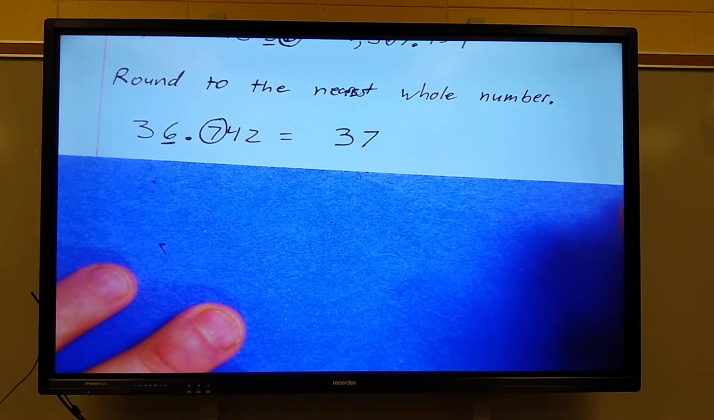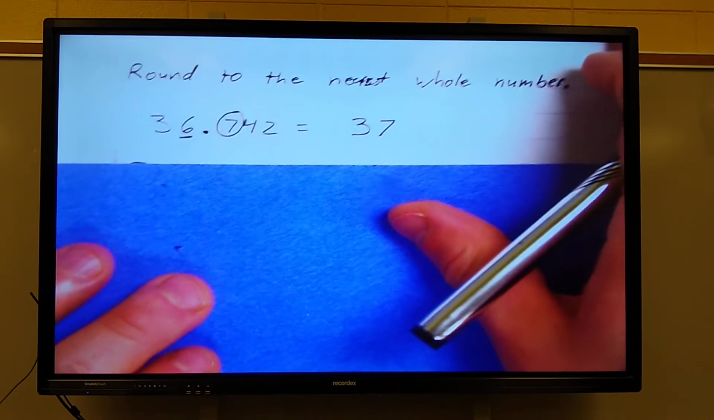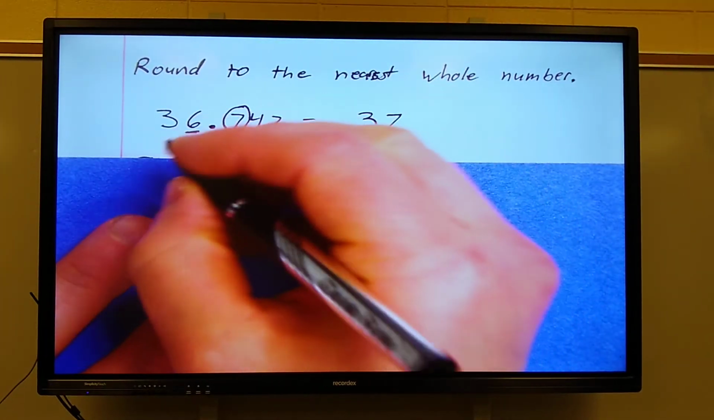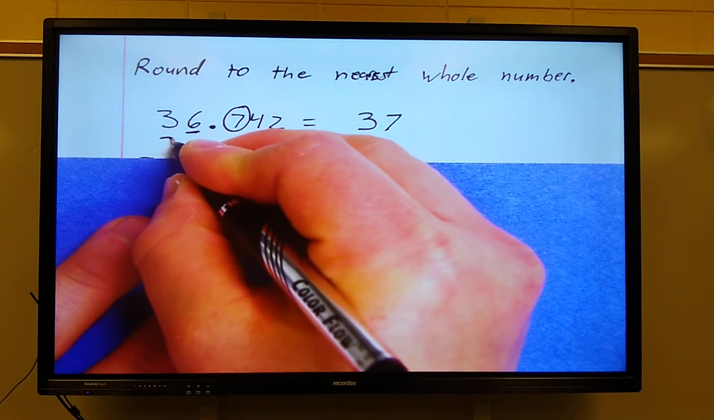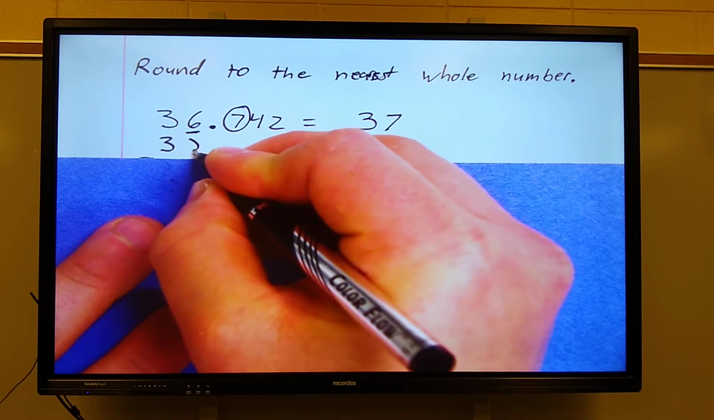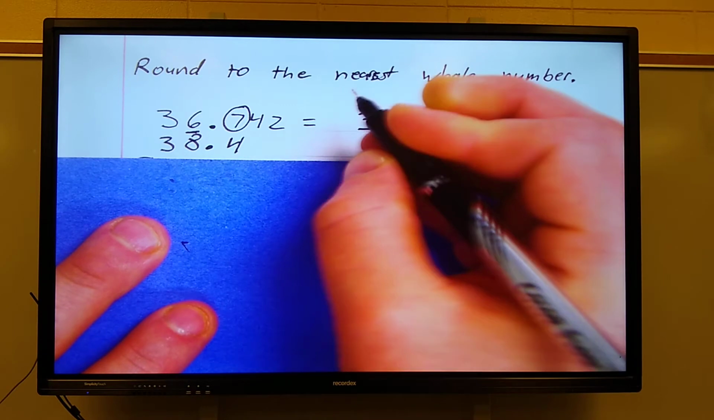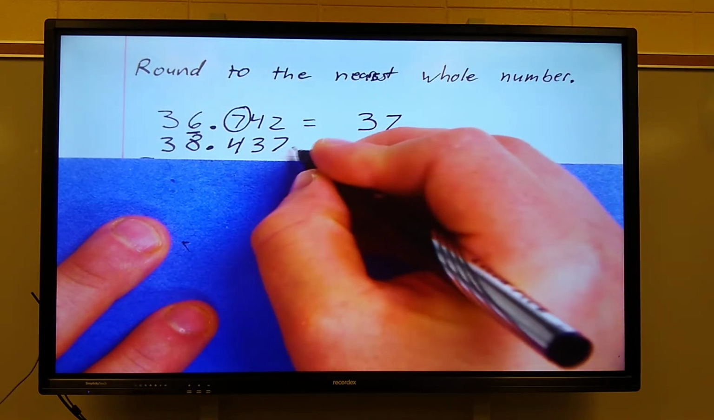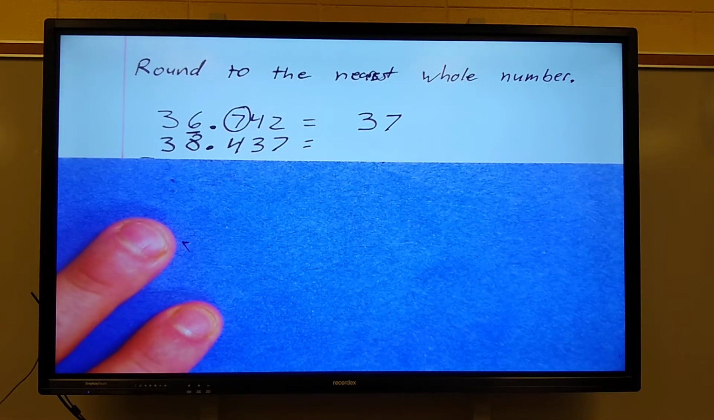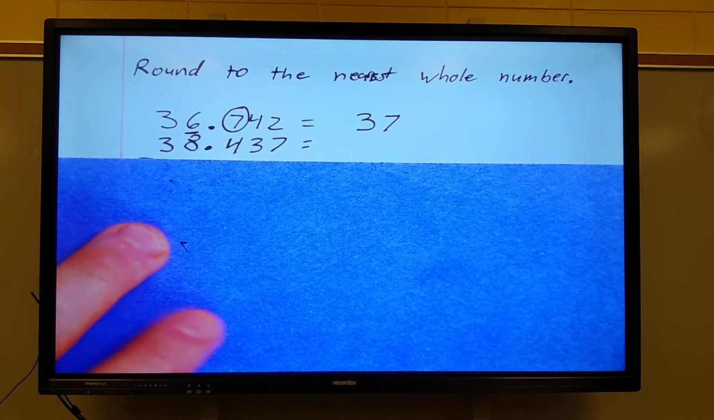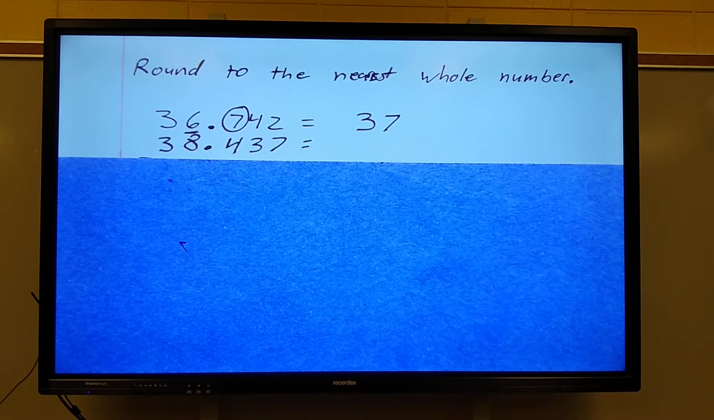So let's just do one for practice, rounding to the nearest whole number for rounding down. Let's try 38 and 437 thousandths. Round that number to the nearest whole number just like before. Pause the video.